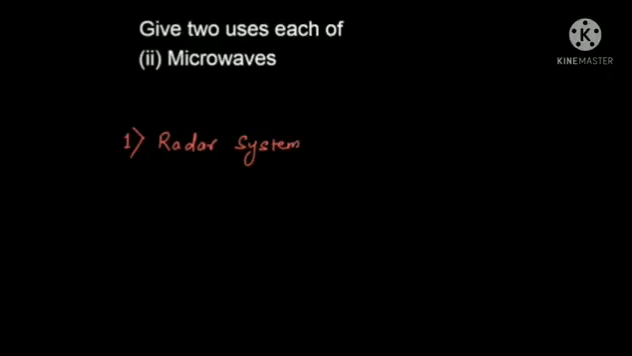And the second most common use of microwaves is long-distance wireless communication through satellite. So we can write it as the most common use of microwaves will be in wireless communications. So the two most common uses of microwaves are in radar systems and in wireless communication. So I hope you clearly understood the question.